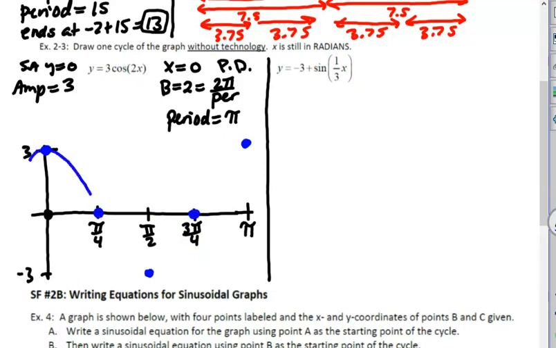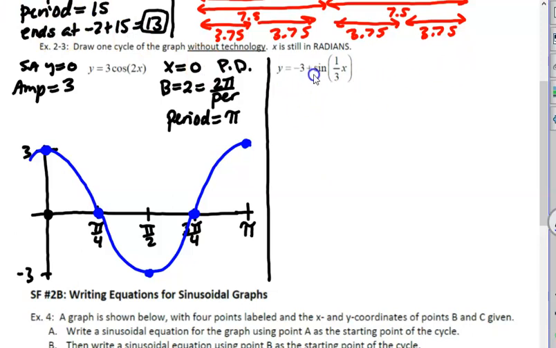So here's my cosine cycle. Remember, drawing concave down above the sinusoidal axis, and concave up below. So there's one cycle for cosine, and that's all you need to draw is one cycle. Now on to example number 3.